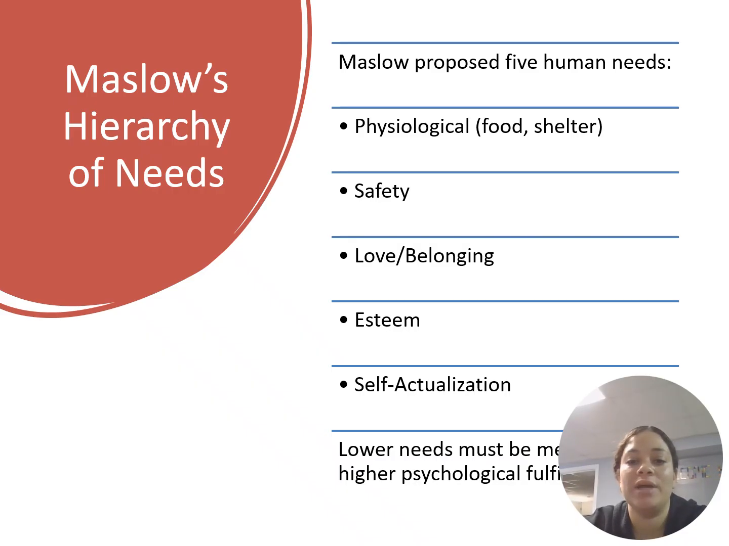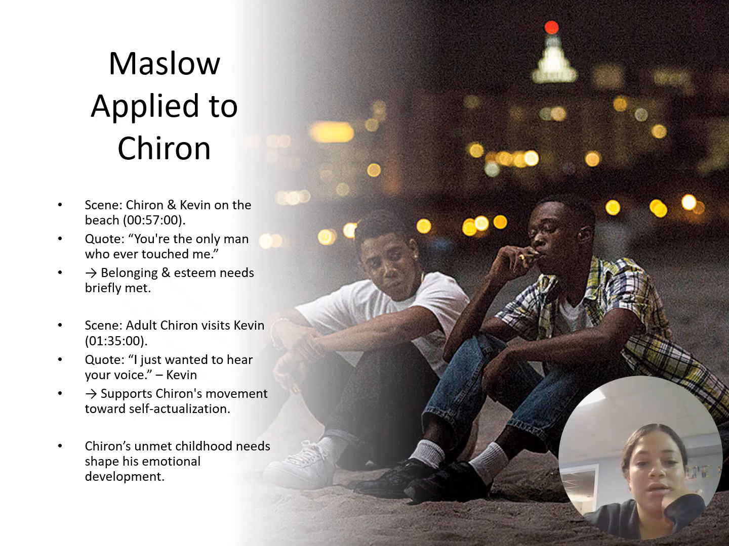According to Maslow, individuals must meet lower levels of needs before moving on to higher ones. Kieran's early life lacks safety, belonging, and esteem, which prevents him from moving forward to self-actualization until much later in his life, very late into his adulthood. One powerful example occurs probably at the beach scene between Kieran and his best friend Kevin at around 57 minutes.